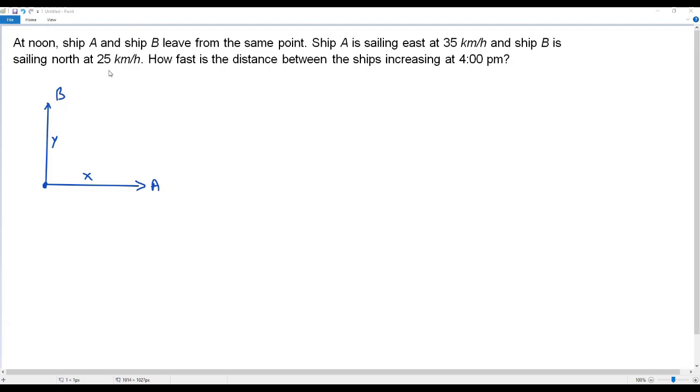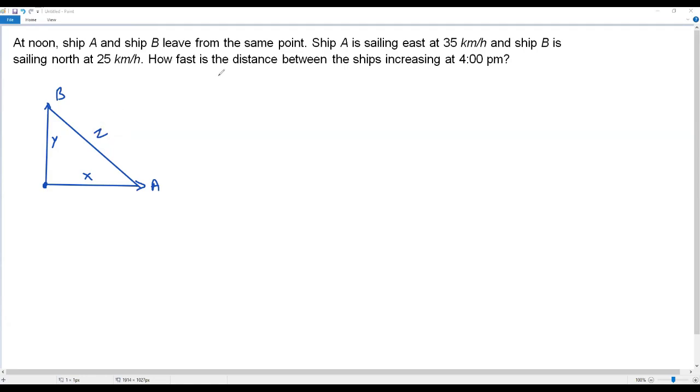And now let me assume the distance between the two ships A and B as the variable, again the variable z, because this distance is also changing, that is increasing. Okay, now I have assigned the variables x, y, z. x represents the distance covered by ship A from the starting point, y represents the distance covered by B from the same starting point, and z is the distance between the two ships.